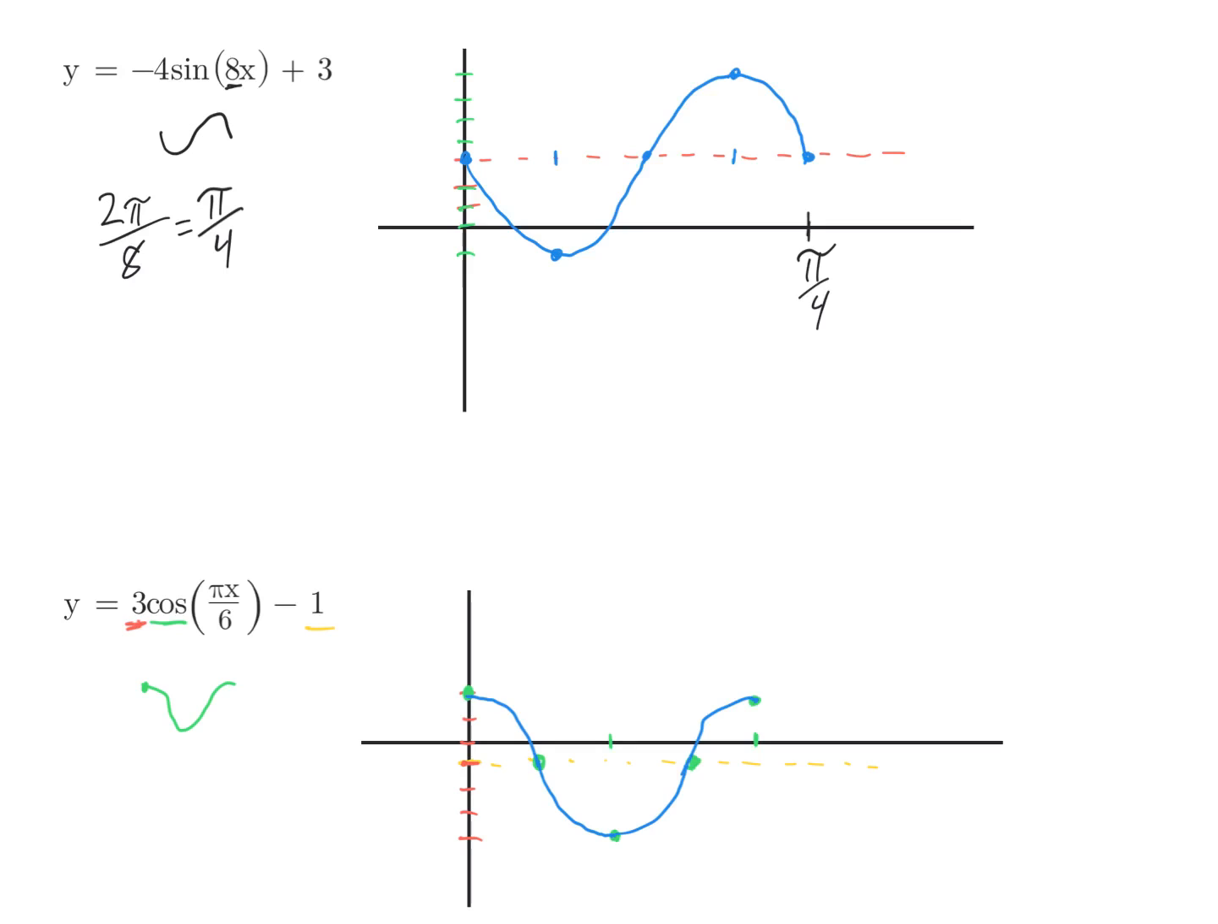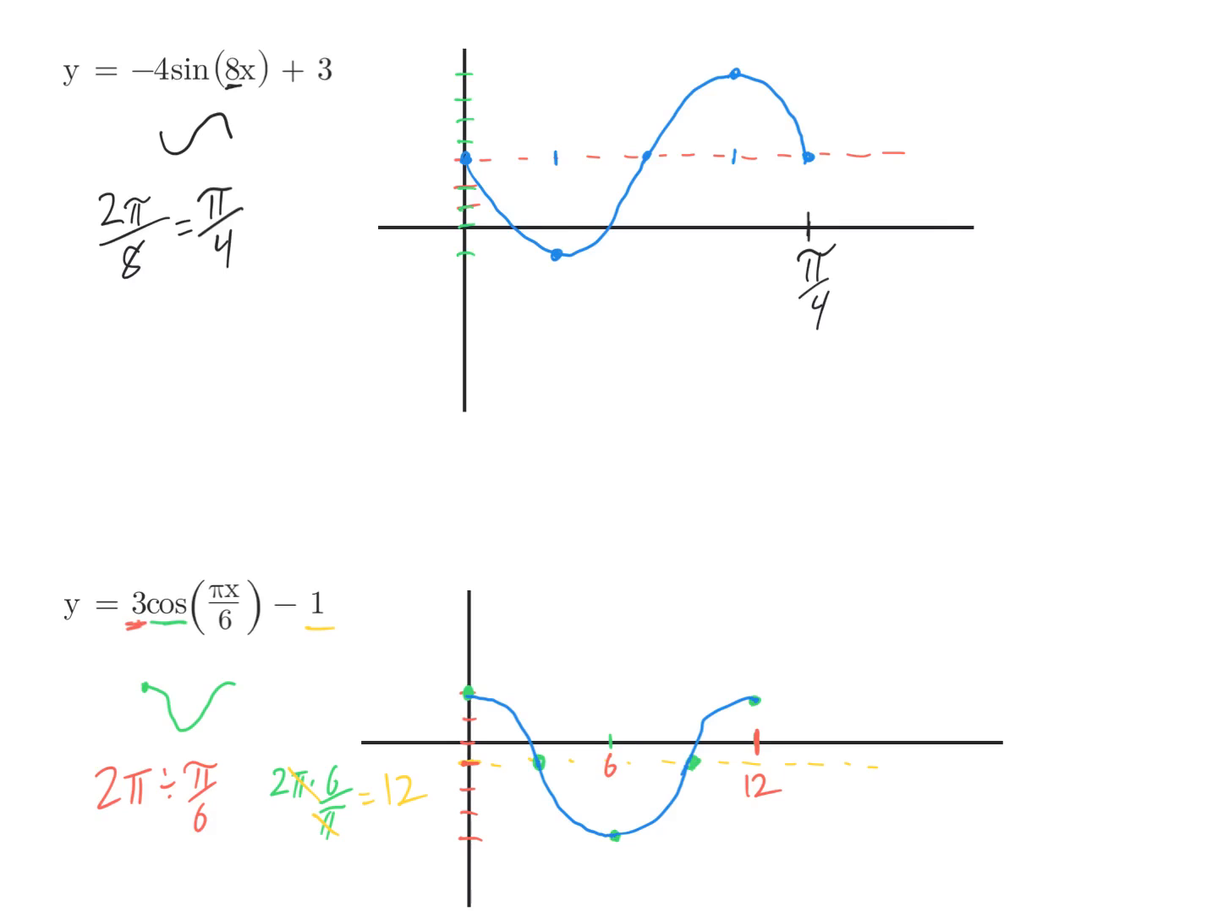Finally, we want to pay attention to the period, and that comes from the pi over 6. So what we're going to do is take 2 pi and divide it by pi over 6. So when you do that, you get 2 pi times 6 over pi. The pi's disappear, leaving you 2 times 6, which is 12. So what that means is this period is 12.